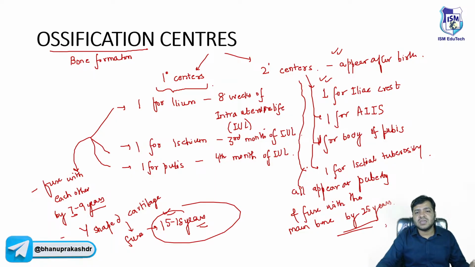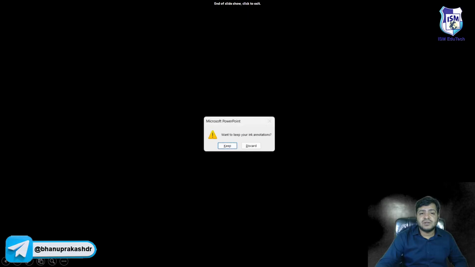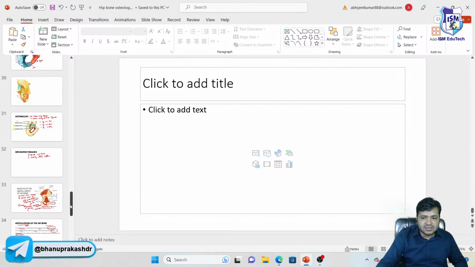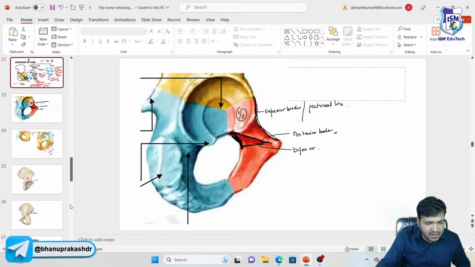That was about the ossification centers, beta. Ischial spines are like in sports injury. If you see it, ischial spines are most likely to get fractured. So yeah, that is about the clinical aspect that I have discussed. So yes, I hope it is clear to each one of you whatever we have discussed today, the ischium and the pubis.